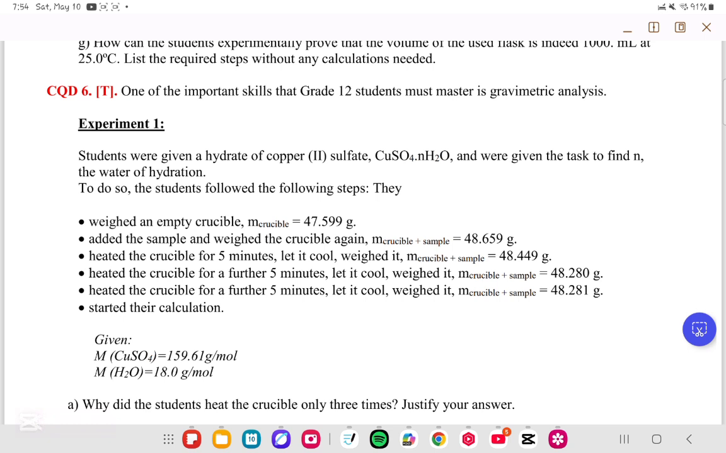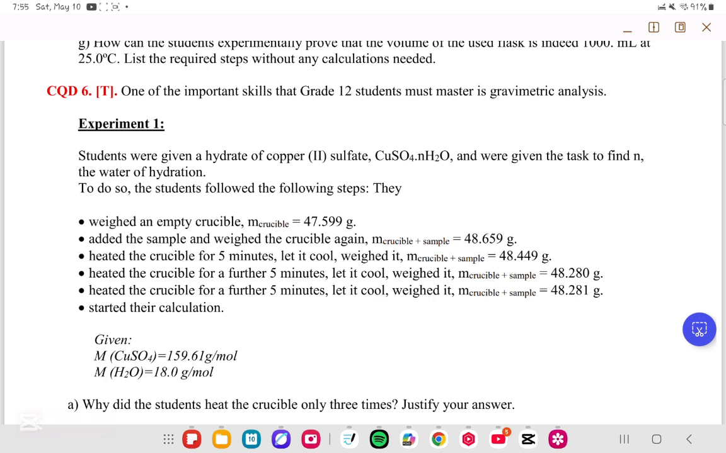They weighed an empty crucible. They added sample and weighed the crucible again. They heated the crucible for 5 minutes, let it cool, weighed it, etc. They heated the crucible for a further 5 minutes, let it cool, etc. They heated the crucible for a further 5, okay, whatever. So they started their calculation.